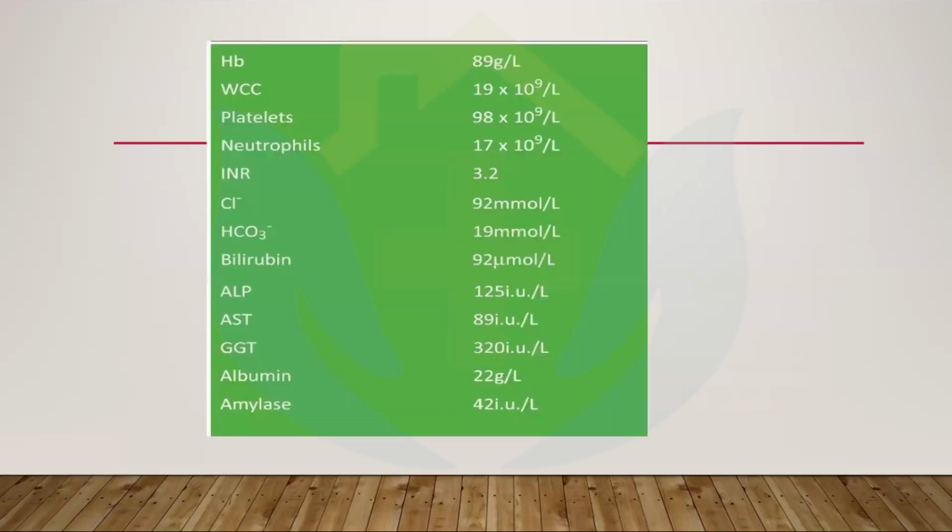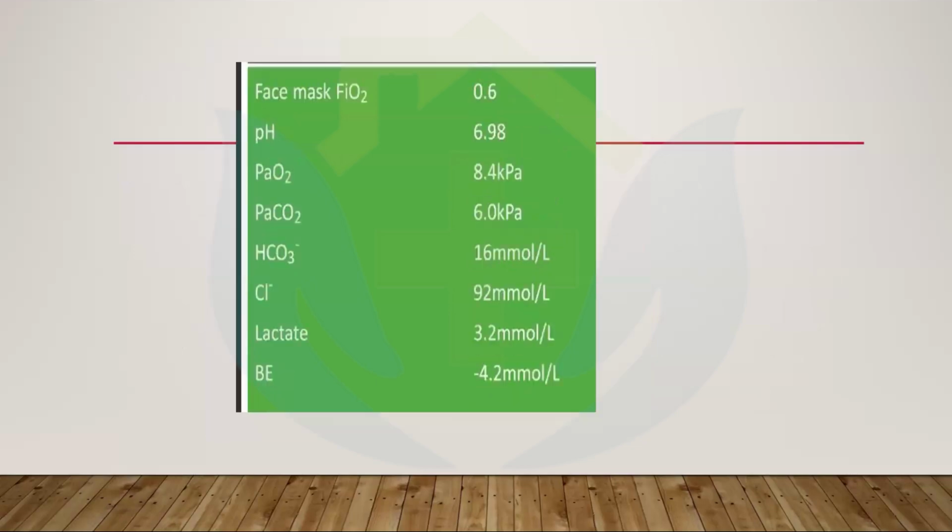Okay. These were the labs. Hb is 89, WBC is 19, platelet 98, neutrophil 17, INR is raised at 3.2, chloride 92, bicarb 19, bilirubin 92, ALP, AST, GGT, albumin is 22, and amylase is 42. Recent blood gas, which was done on 0.6 FiO2: pH is 6.9, PO2 is 8.4, PaCO2 is 6 kilopascals, the bicarb is 16, chloride is 92, lactate is 3.2, and base excess is minus 4.